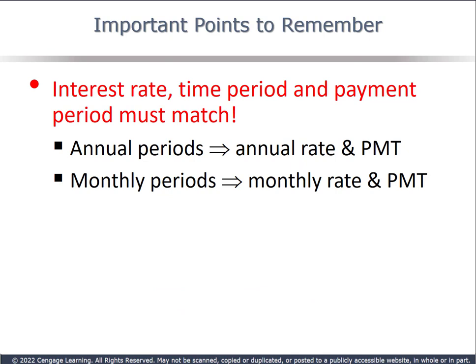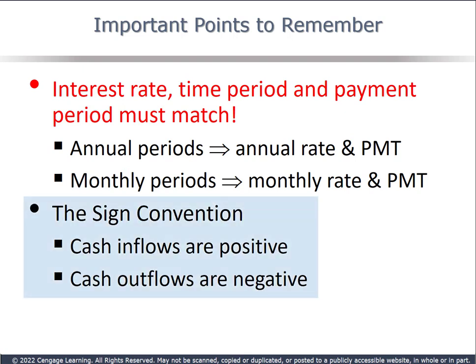We usually think of periods on the timeline as years, but they don't have to be. Period can mean months, weeks, whatever time frame is specified. It's important to remember that interest rate, time period, and payment period must match. Annual periods, years, means the interest rate must be an annual rate and any payment is an annual payment. Monthly periods means N is the number of months. The interest rate must be a monthly rate and the payment is a monthly payment. It's a sort of least common denominator situation. Do not forget the sign convention. This is important.